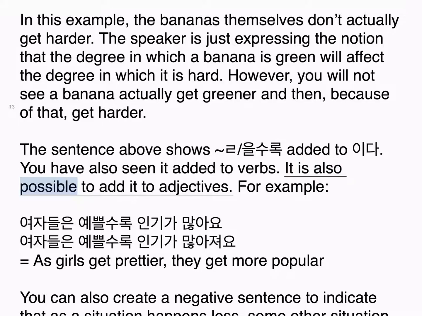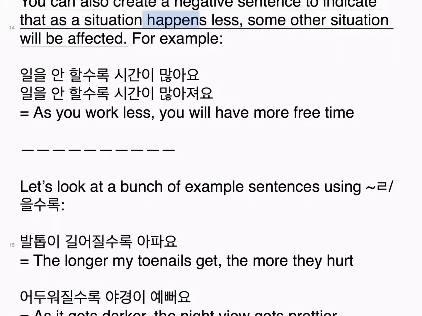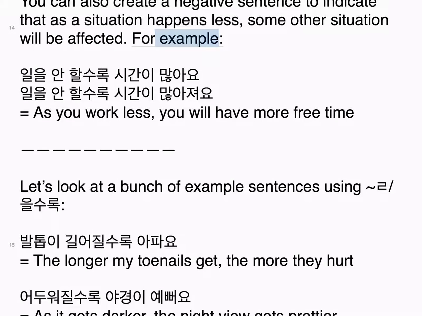You have also seen it added to verbs. It is also possible to add it to adjectives. For example, 여자들은 예쁠수록 인기가 많아요. 여자들은 예쁠수록 인기가 많아져요. As girls get prettier, they get more popular. You can also create a negative sentence to indicate that as a situation happens less, some other situation will be affected. For example, 일을 안 할수록 시간이 많아요. 일을 안 할수록 시간이 많아져요. As you work less, you will have more free time.